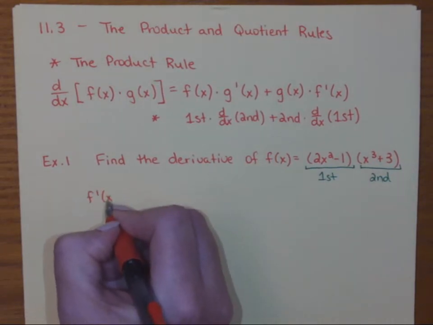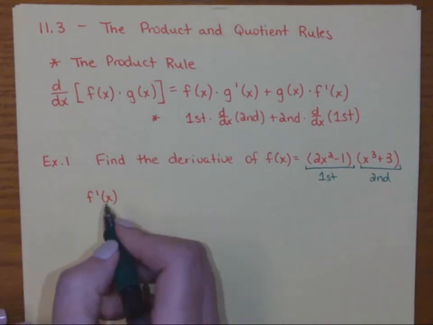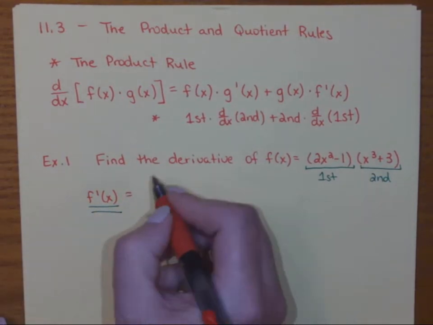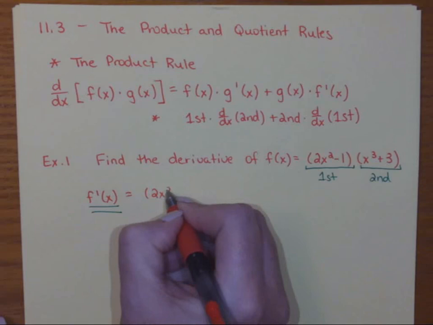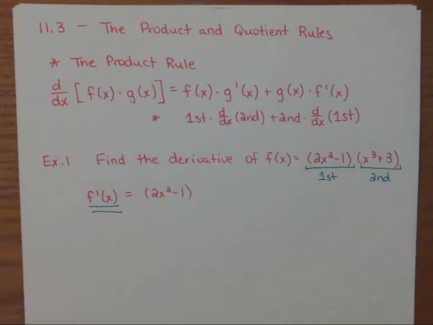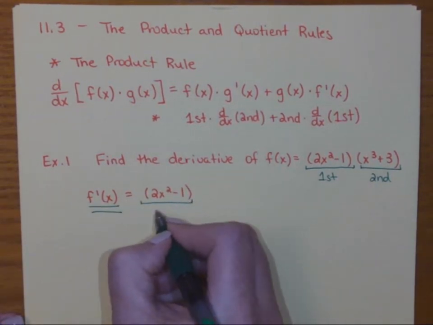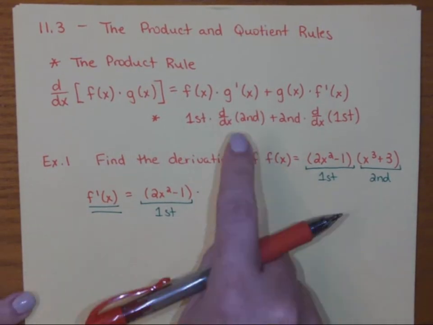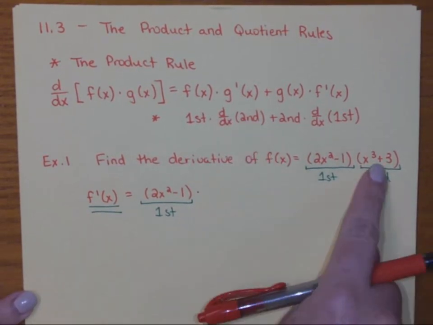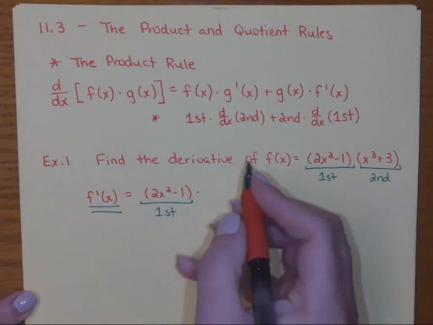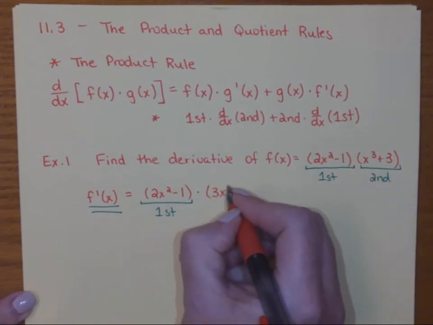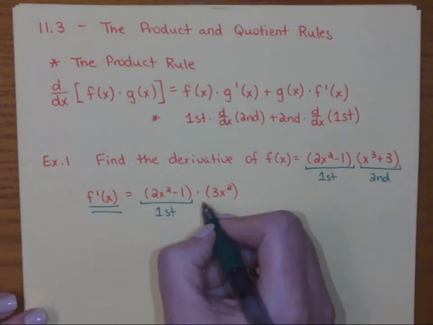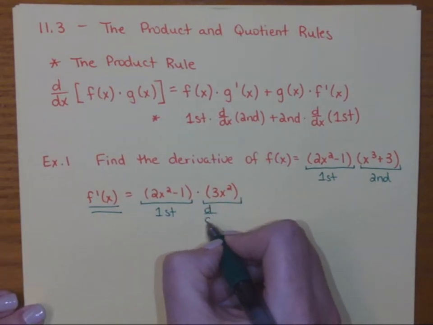So remember, anytime we're going to find the derivative, we want to say f prime of x. So we're going to start off with the first function. Notice no change is made. Okay, so this is the first. And we're going to multiply that by the derivative of the second. The derivative of the second function would be 3x squared. Remember, the derivative of 3 would be 0. So this is going to be the derivative of the second.